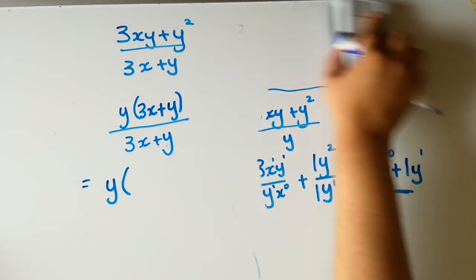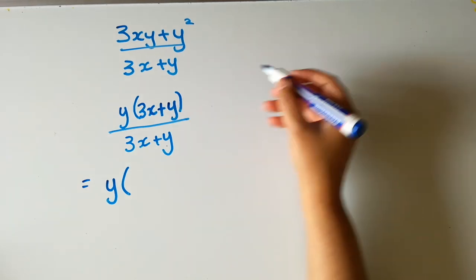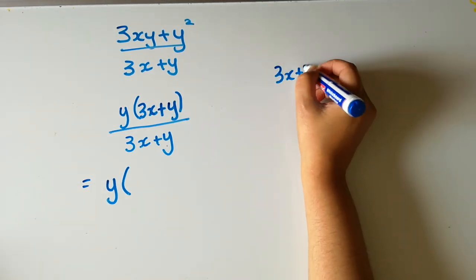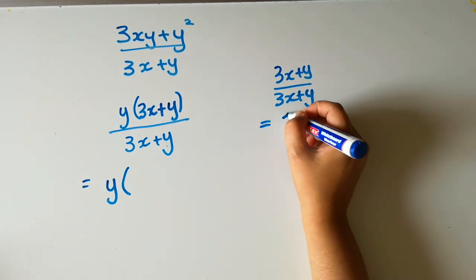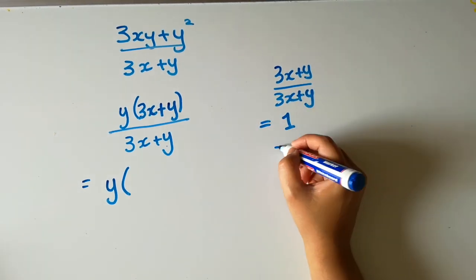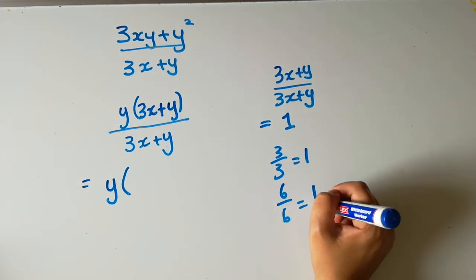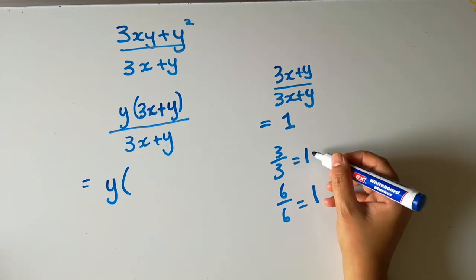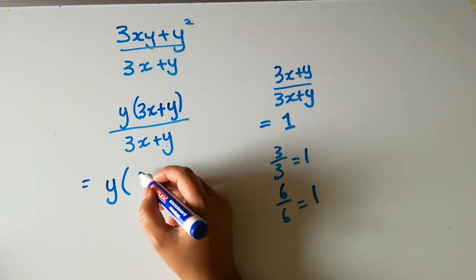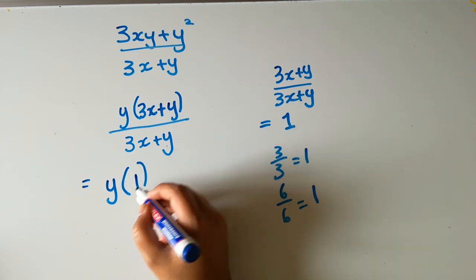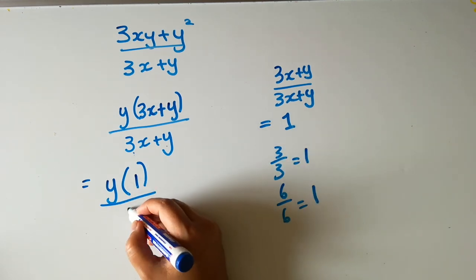So remember, any number divided by itself will give you 1. So if I take 3x plus y and divide it by 3x plus y, that will give me 1. It's the same as saying 3 divided by 3 is 1, 6 divided by 6 is 1. Any number divided by itself will give you 1. So 3x plus y divided by 3x plus y will give me 1, and 3x plus y divided by 3x plus y will give me 1.